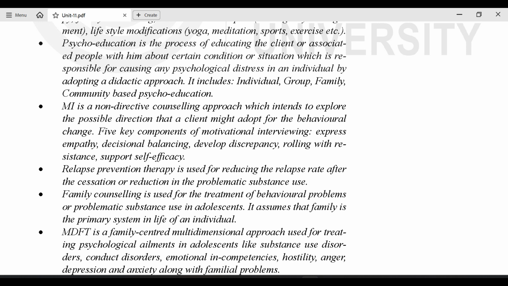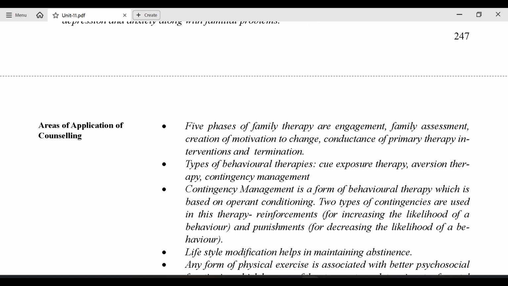MDFT is a family-centered multidimensional approach used for treating psychological ailments in adolescents like substance use disorders, conduct disorders, emotional incompetences, hostility, anger, depression and anxiety along with familial problems. 5 phases of family therapy are engagement, family assessment, creation of motivation to change, conductance of primary therapy interventions and termination. Types of behavioral therapies: cue exposure therapy, aversion therapy, contingency management.